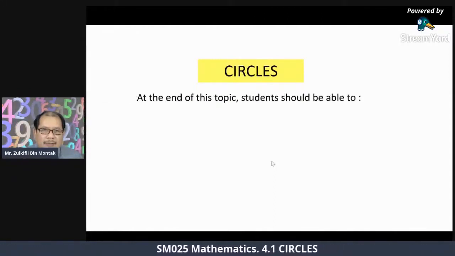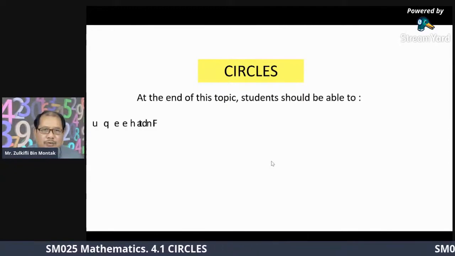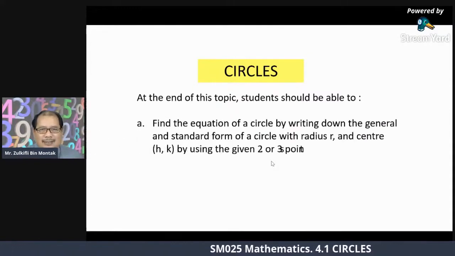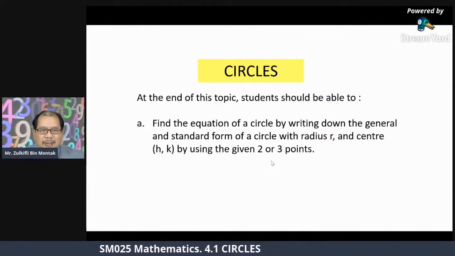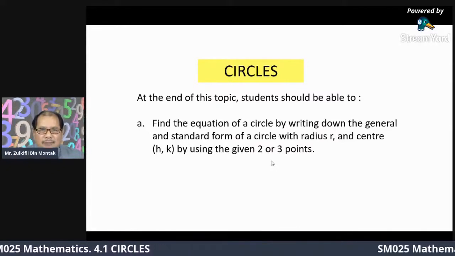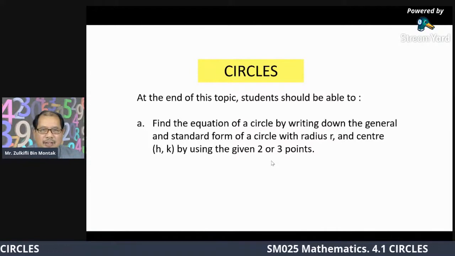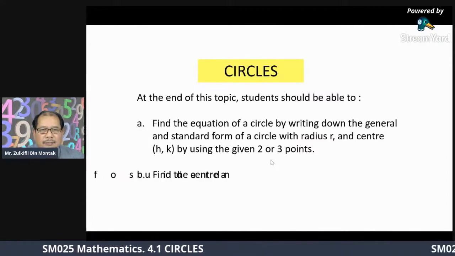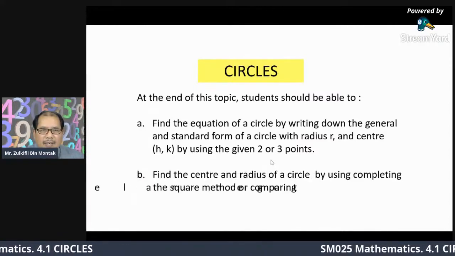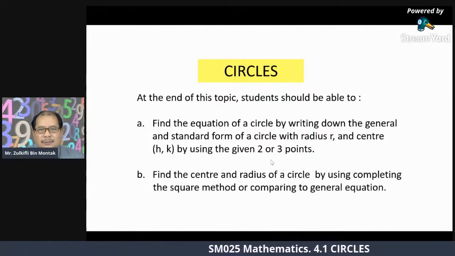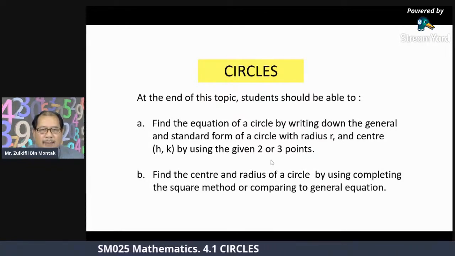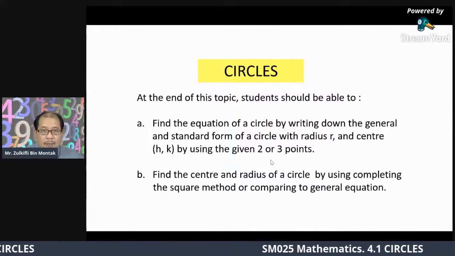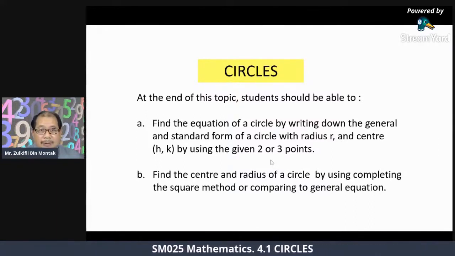At the end of this topic, students should be able to: first, find the equation of circle by writing down the general and the standard form of the circle with the radius r and the center (h, k) by using the given 2 or 3 points. B, find the center and radius of circle by using completing the square method or comparing the general equation. This is our objective today.